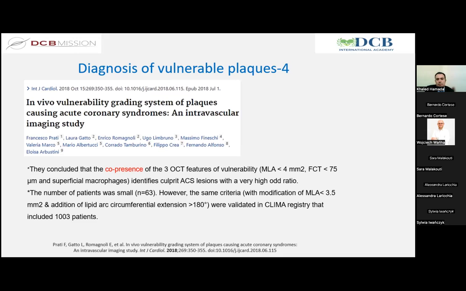It was 63 patients. However, the same criteria, with some modification of the minimal luminal area to less than 3.5 square millimeter and the addition of lipid arc circumferential extension more than 180 degrees, were validated in the CLIMA registry that included a higher number of patients, that was 1,003 patients.